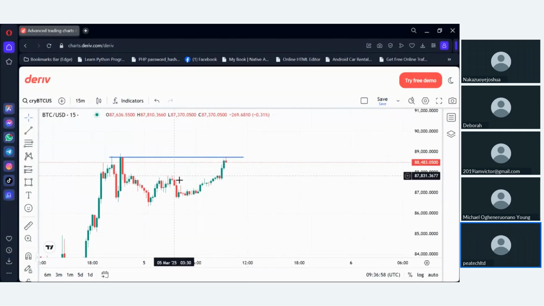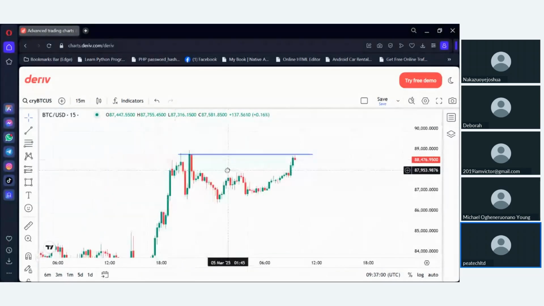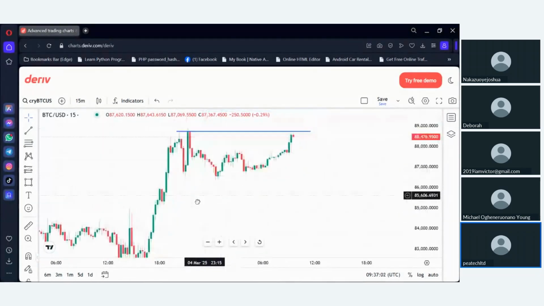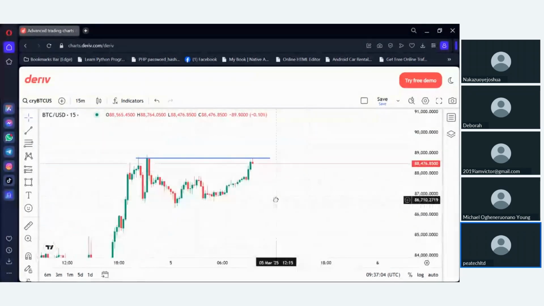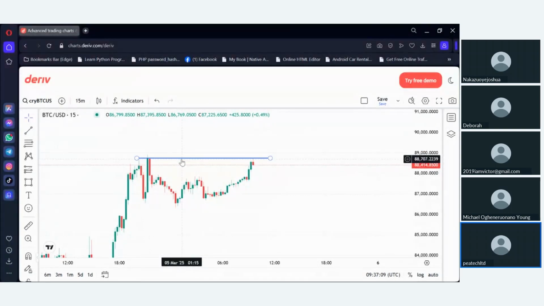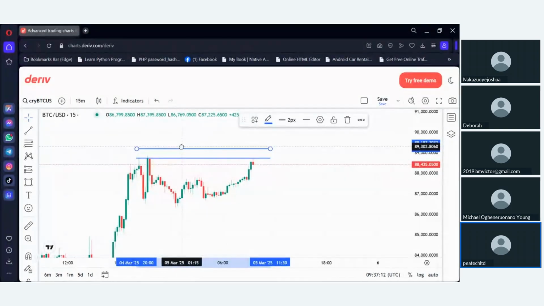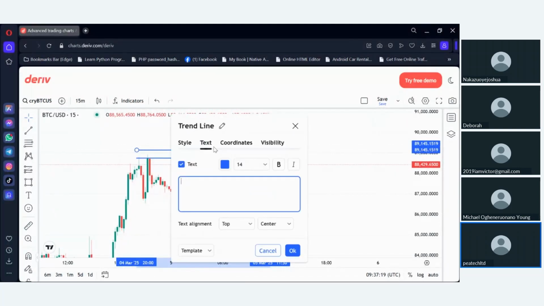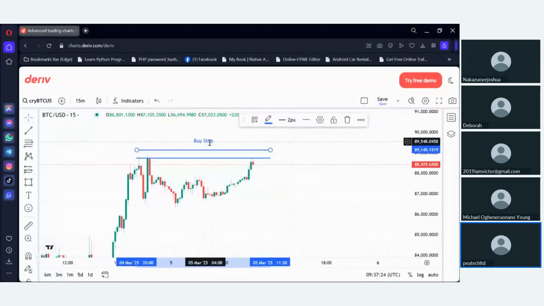Now, we are saying that this market is bullish, meaning it's still going to buy. However, we don't want to enter it yet because of this zone. So what we want to do is place an order ahead like this. This will be a buy stop, right? So this is going to be a buy stop.